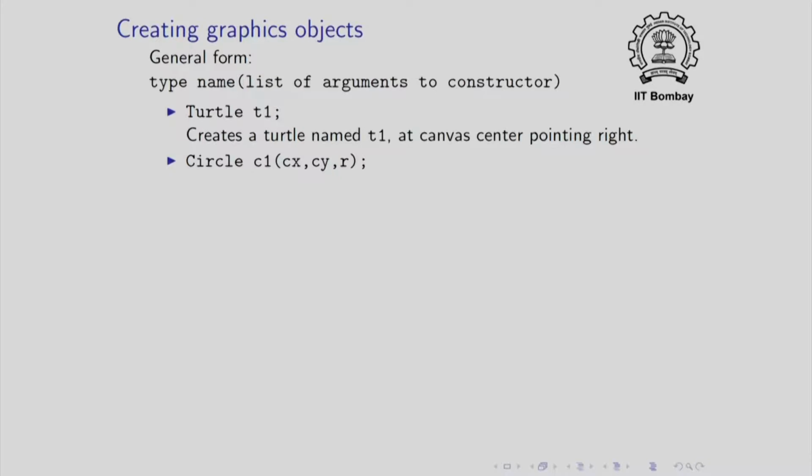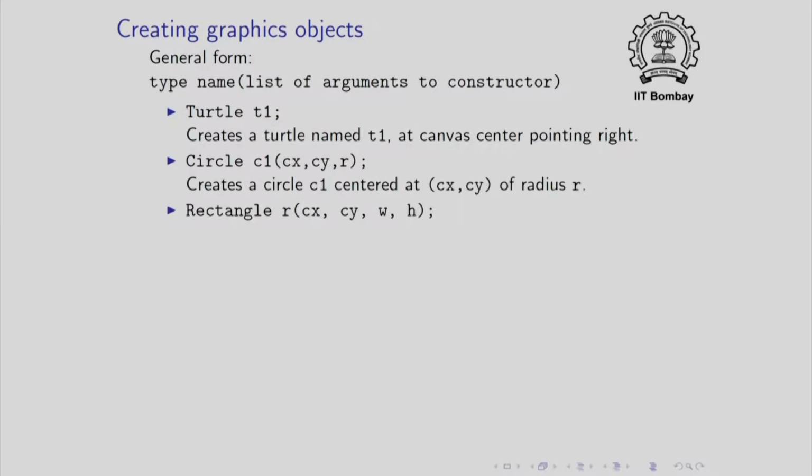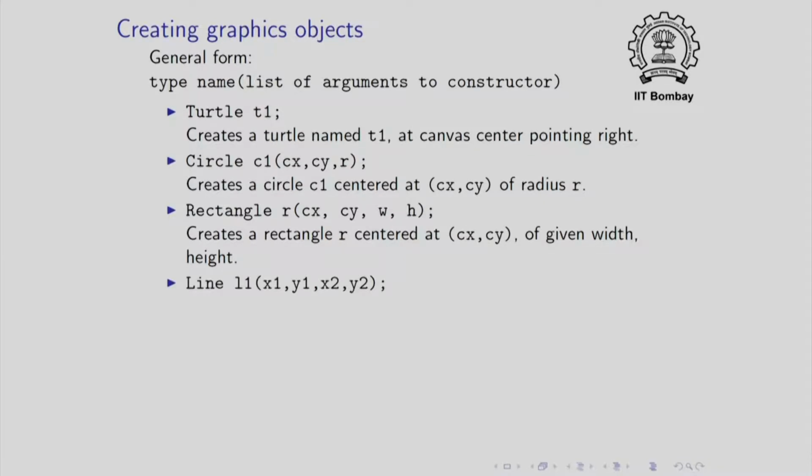Here is a constructor call using which you can create circles. The type of the object is circle, and this command will create an object named C1, centered at Cx, Cy, and having radius r. You can also create rectangles. This is how you do it. This will create a rectangle named R centered at Cx, Cy and having width W and height H. You can create lines, and this is how. This will create a line named L1, and the line goes from x1 y1 to x2 y2. And all these coordinates, let me remind you, are given with respect to the origin at the top left corner of the canvas.